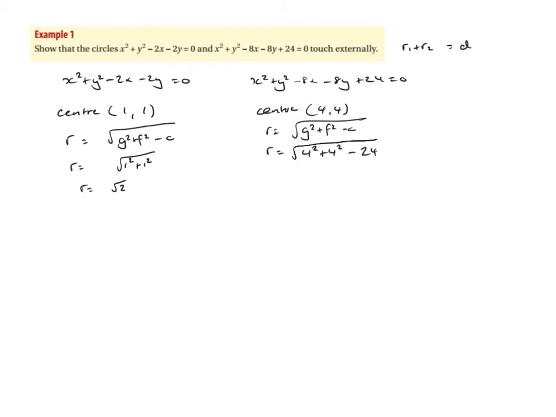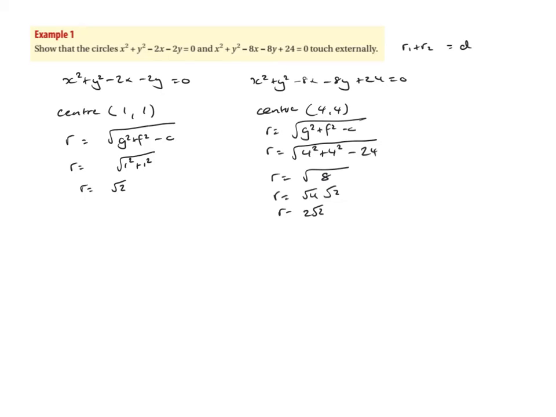So let's add them up together. We get 16 plus 16, which is 32. So r is equal to the square root of 32, take away 24. And 32 take away 24 is 8, so we get r is equal to root 8. And we can simplify that by saying that r is equal to root 4 by root 2. Remember that there, 4 times 2 will give me the 8. And we know what root 4 is, it's 2, so r is equal to 2 root 2. Okay, so we have the radius of the first one, we have the radius of the second circle, and we now need to work out the distance between the two centres.